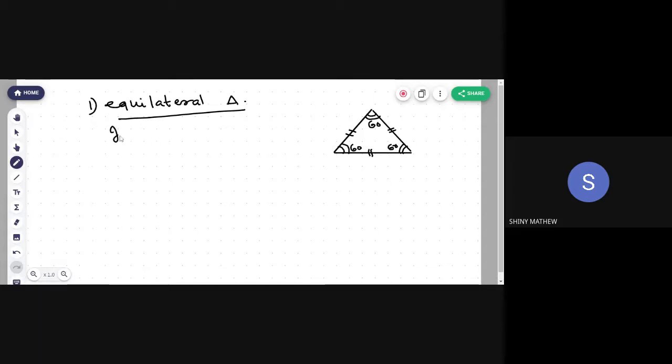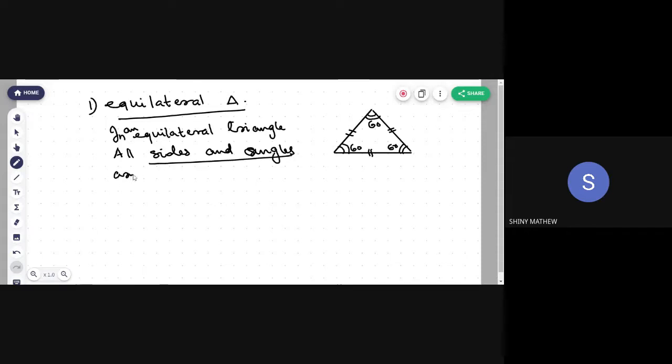Then you write, in an equilateral triangle, all sides and angles. Until now you only studied the sides. Here all sides and angles. You underline sides and angles. All sides and angles are equal. Then in bracket you write each angle is 60 degree. Then you can draw that figure also.